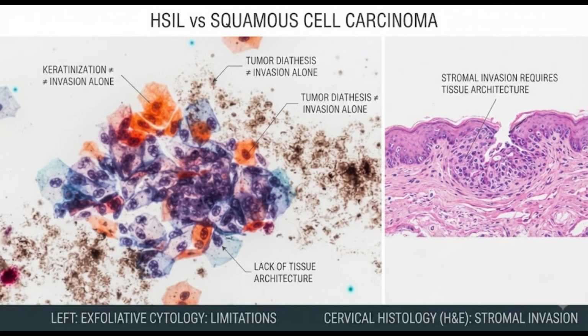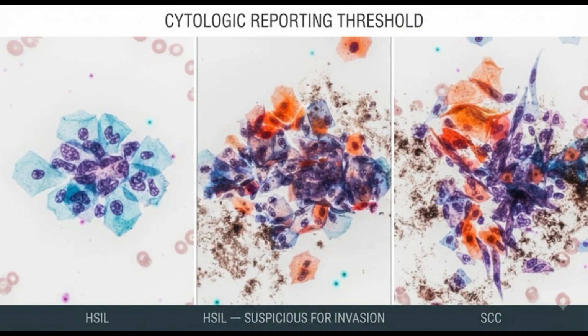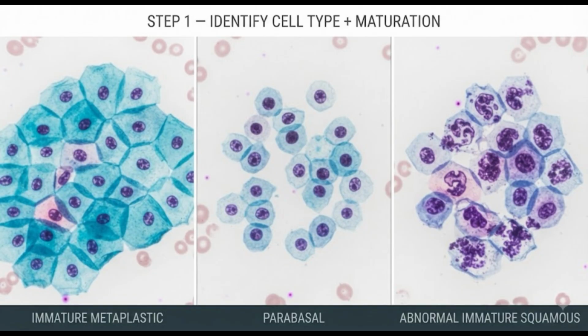Cytology cannot directly demonstrate stromal invasion because tissue architecture is unavailable. When unequivocal HSIL contains additional features concerning but insufficient for invasion, the Bethesda System permits the qualification HSIL with features suspicious for invasion. The practical distinction is: HSIL morphology without convincing evidence of invasion, HSIL; HSIL with concerning but insufficient features of invasion, HSIL with features suspicious for invasion; overt malignant squamous cytomorphology, squamous cell carcinoma.